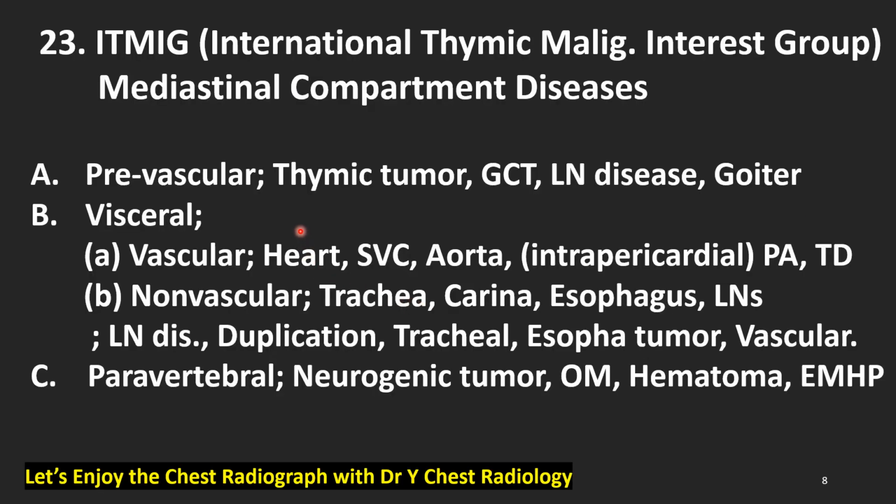Let's look at this new slide. What's in there? At the prevascular space, there are thymic tumor, germ cell tumor, lymph node disease, and goiter. In the visceral compartment, the vascular compartment has the heart, superior vena cava, aorta, pulmonary artery, and thoracic duct. The non-vascular compartment contains trachea, carina, esophagus, and lymph nodes. The paravertebral compartment contains neurogenic tumor, osteomyelitis, hematoma, and extramedullary hematopoiesis.